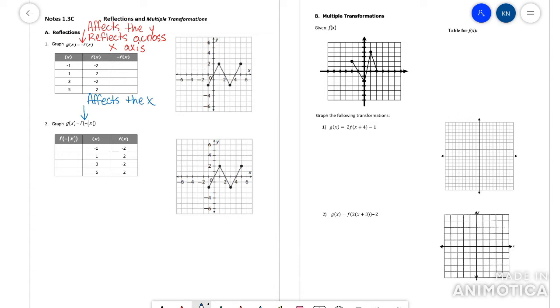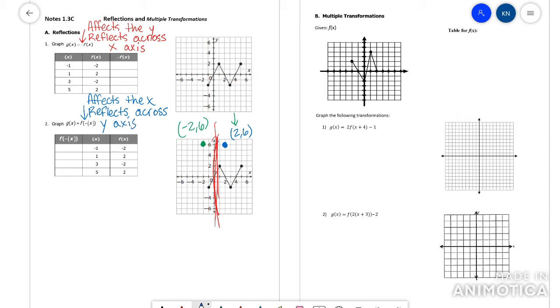Now, here's an example. Imagine that point 2, 6 again. If I applied a negative to the x, it would become -2, 6. And it would be a point here. So look at what it reflected across, the y-axis this time. So even though it affects the x, it reflects across the y-axis.